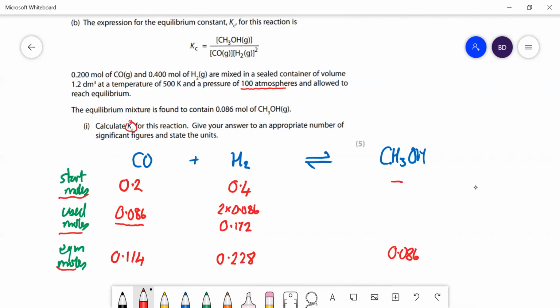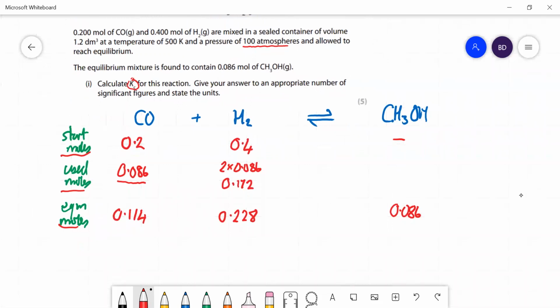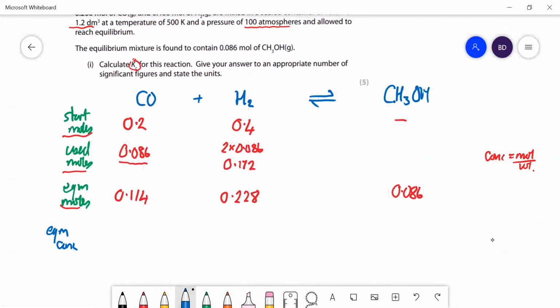Now we need to think about putting them into this expression, but we don't put moles into that expression. Square brackets mean concentration, so we need to work out the concentrations. They tell us the volume is 1.2 dm cubed. So don't forget concentration is equal to moles over volume. So I'm going to do equilibrium concentration here. That's 0.114 over 1.2, that over 1.2, and that over 1.2. Put the numbers into the calculator.